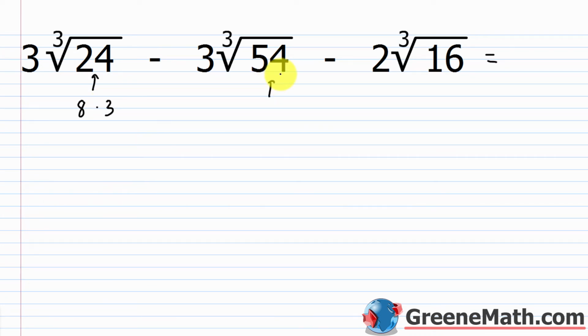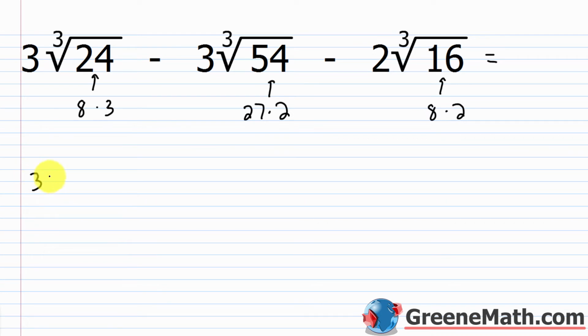Let's think about that. 54 has 27, right? So 54 is 27 times 2. And 27 is what? It's 3 cubed. 3 times 3 is 9. 9 times 3 is 27. And 16 is what? It's 8 times 2. 8 is a perfect cube. Again, it's 2 cubed. So let's go ahead and simplify.